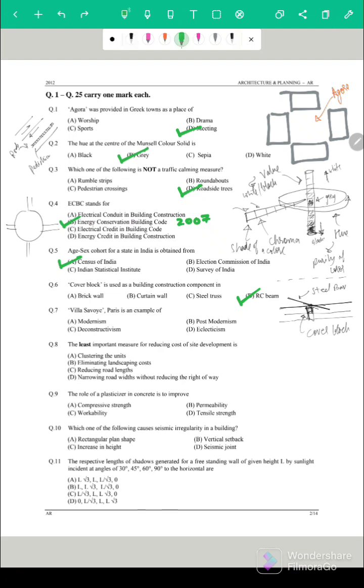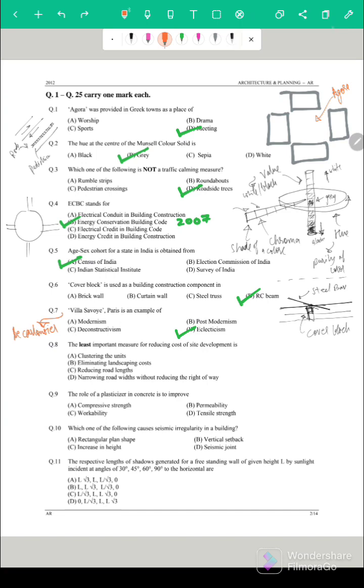Next is question number 7. Villa Savoye, Paris is an example of. So the correct answer of this question is option number D, eclecticism. As we know, Villa Savoye, that is in Paris, was designed by Le Corbusier, and it was based on his 5-point principle. So please go and read about it so you can know more about this.